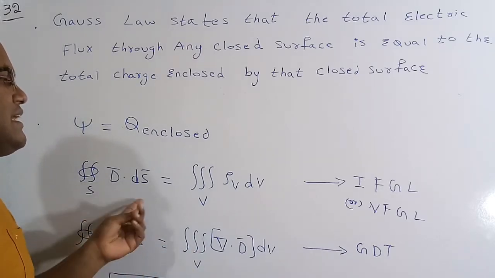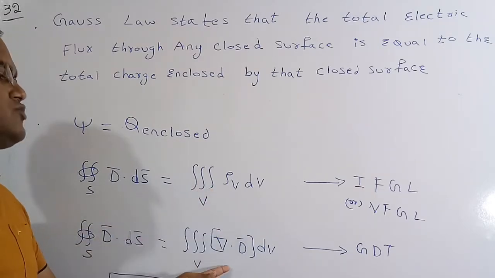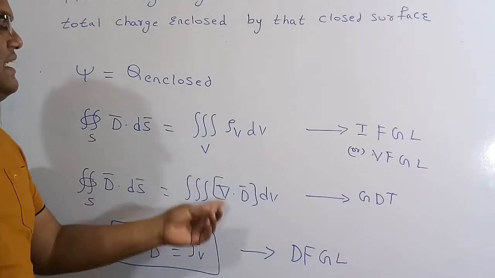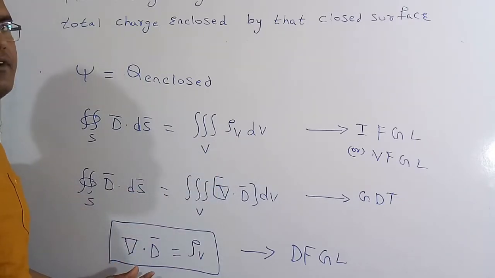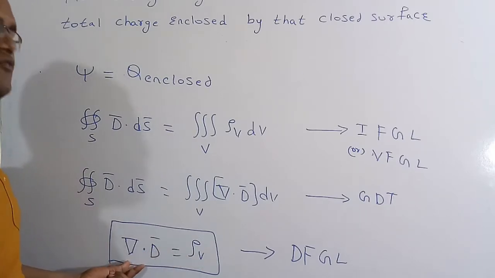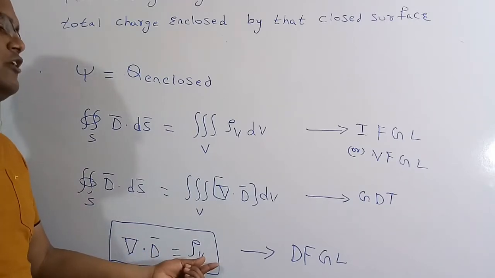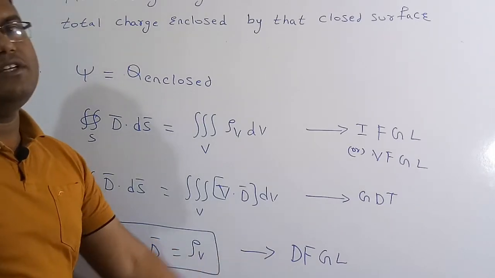If you can see clearly, the LHS of both equations are equal, so the RHS should also be equal. Therefore, del dot D is equal to rho v. So divergence of electric flux density is equal to volume charge density. This we are going to call the differential form of the Gauss law.